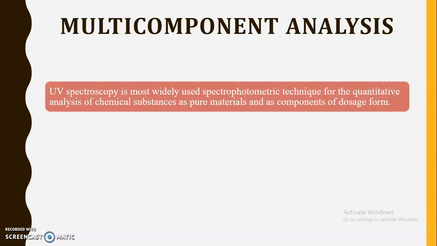Now we know that UV spectroscopy is the most widely used spectrophotometric technique for the quantitative analysis of chemical substances, as pure materials as well as the components of the dosage form. If we compare pure materials and dosage forms, dosage forms consist of more than one component. It may be excipients, more than one excipient along with one API, or sometimes two or three active pharmaceutical ingredients are present.